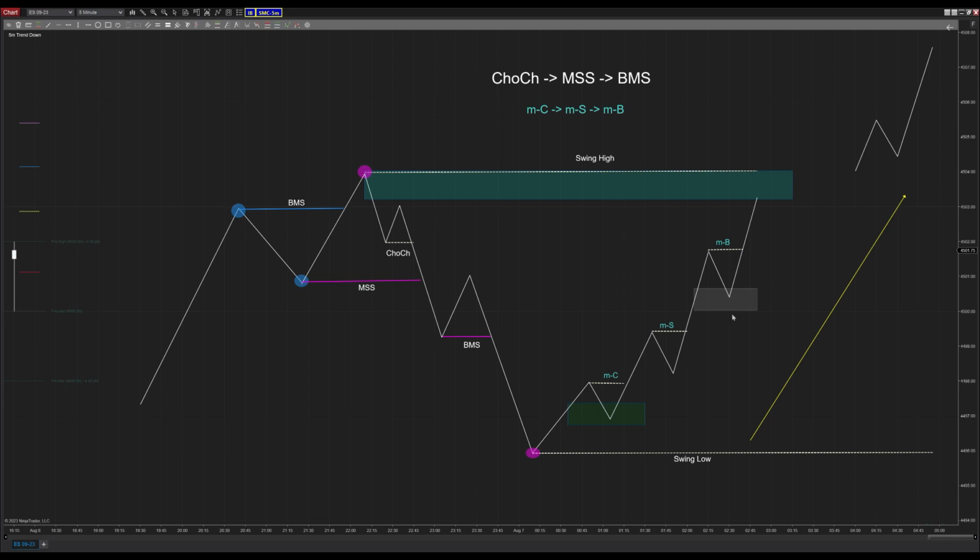Could be a fib retracement. Again, that's almost not the point. The question is, how are we going to identify this? So just as we're doing it here with the majors, we're just doing it with minor, but through abbreviation. So the MC is a minor change of character. The MS is a minor market structure shift, and the MB is the minor break of market structure.